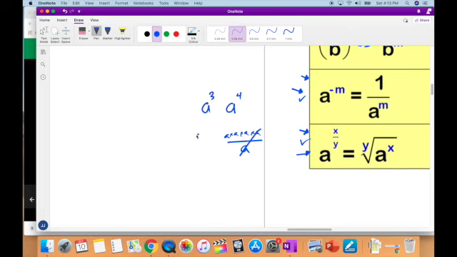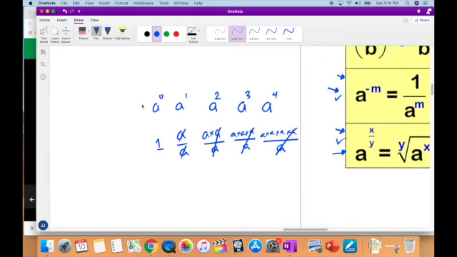Alright. If I take a cubed, a times a times a, and I divide it by a, I would get a squared. Caitlin, Shazzy, are you okay with this so far? Yeah. If I had a squared and I divide it by a, I would get a to the power of 1, which is itself, just a. And if I take a to the power of 1 and divide it by a, I would get 1. And 1 we could say is a to the 0.